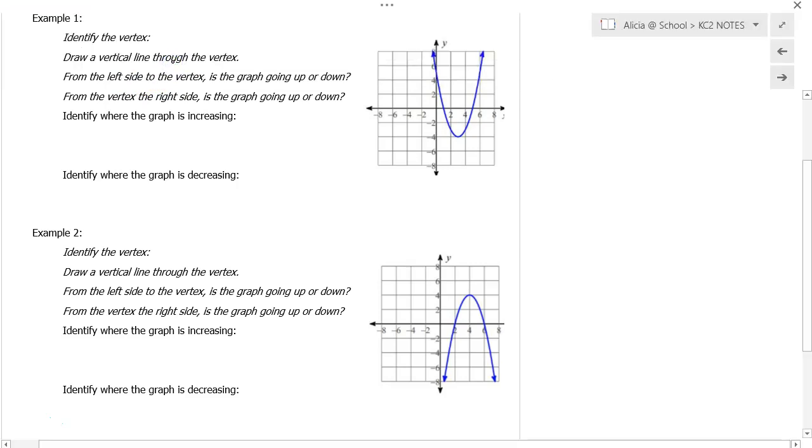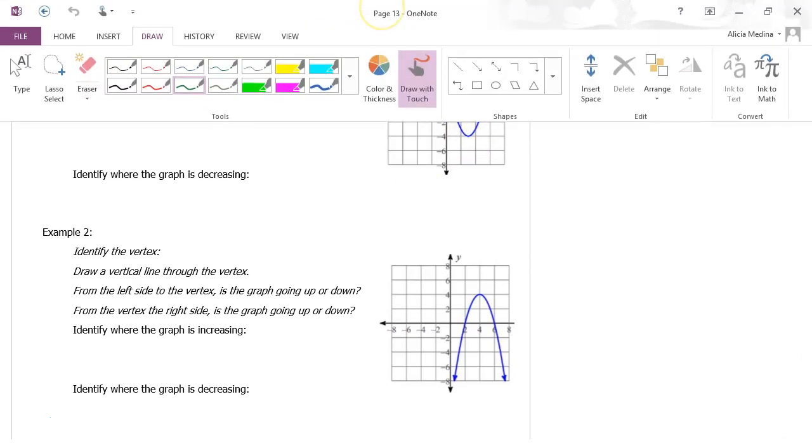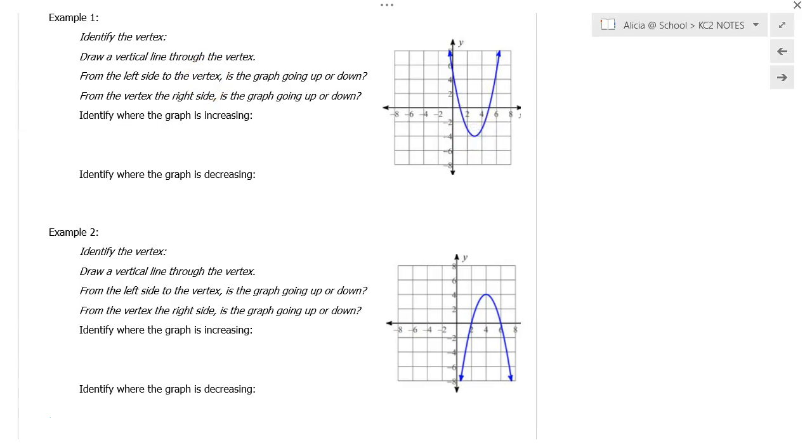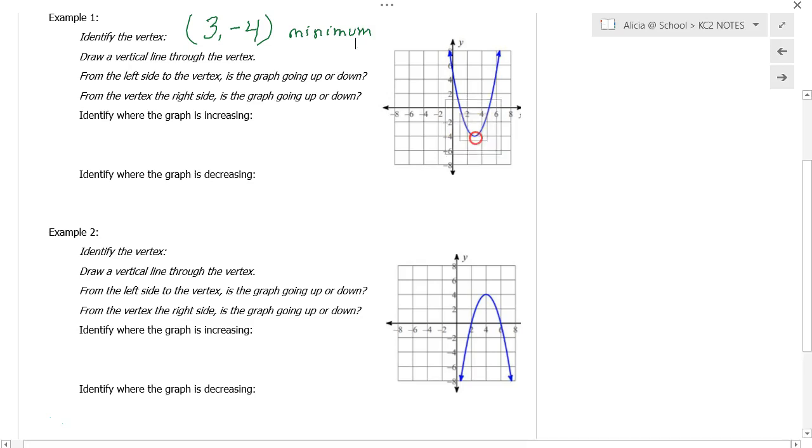In our parabola right here in example 1, we do have a minimum, right? This is opening upward, so therefore that is going to be a minimum. And that vertex point is at 3, -4. You could also put minimum just in case you like to review that stuff. So that is our vertex point right there.